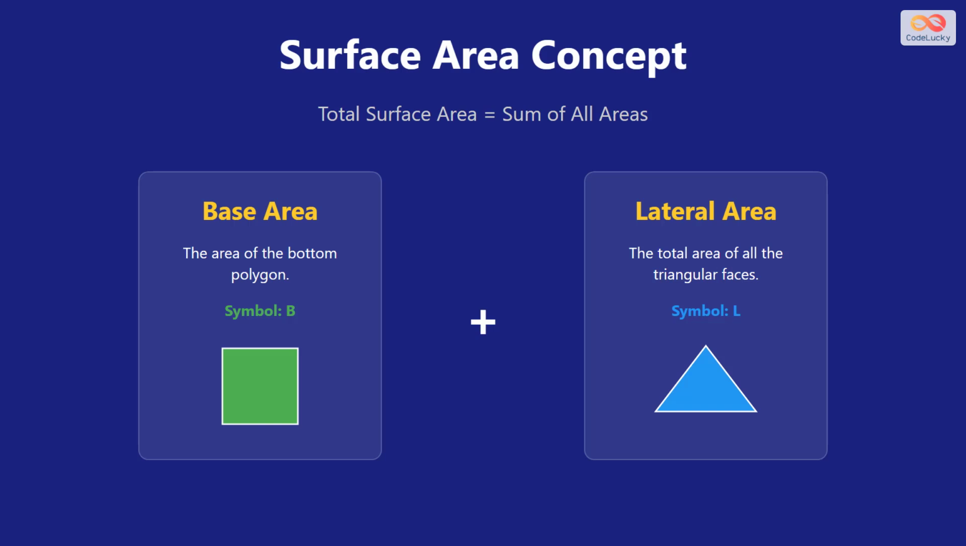To find the total surface area, we simply need to find the area of every single face and add them together. This means we add the area of the base, represented by B, plus the lateral area, represented by L, which is the total area of all the triangular faces combined.